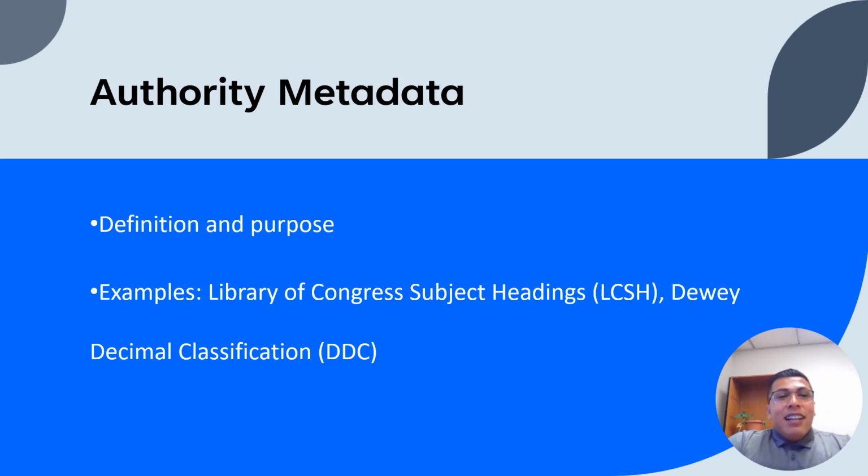So let's now discuss authority metadata. Authority metadata standardizes names, terms, and concepts used in cataloging and classification. This standardization helps maintain consistency in cataloging practices and makes it easier for users to find related resources.